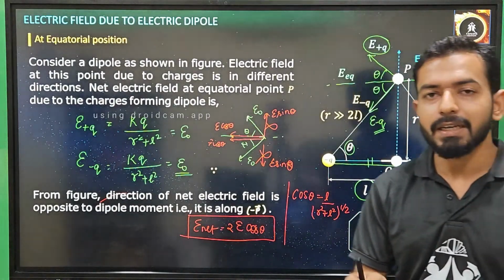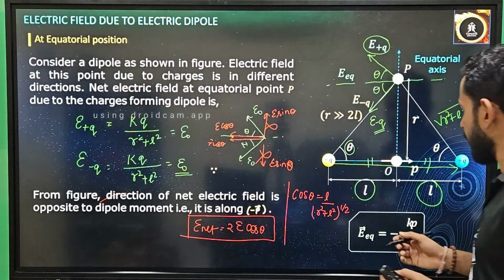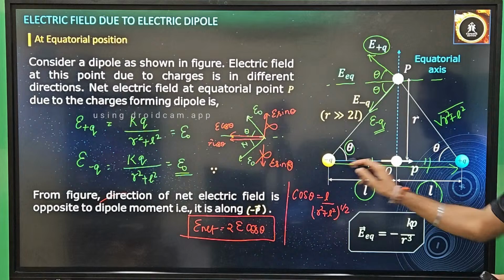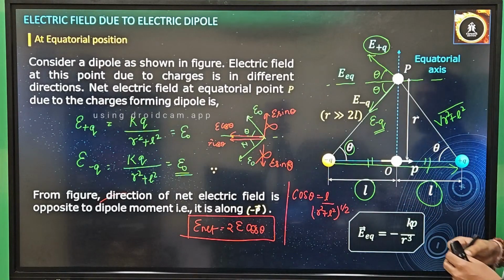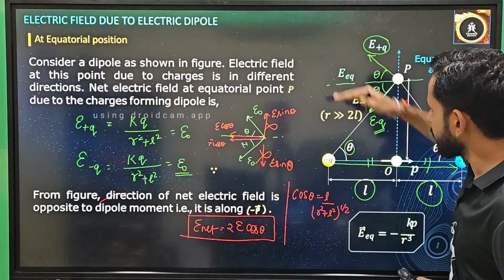Because electric field is a direction property, that means it is a vector quantity. That's why you have to now see properly. This is a very important point also. What is the direction of our dipole? Negative charge to positive charge. This is negative to positive. This is the direction of dipole. But where is the net electric field coming? The net electric field is coming in this direction.